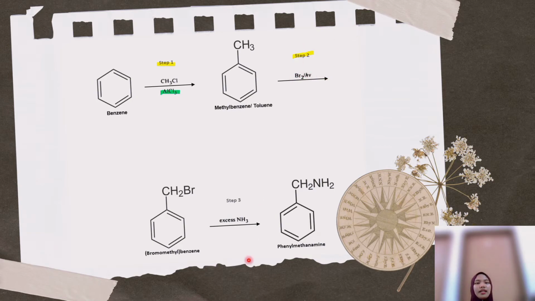Okay, and the last step, step 3, the bromomethylbenzene reacts with excess NH3, excess ammonia, to form benzylamine or phenylethanamine, and this reaction takes place through the SN2 mechanism. So that's all for task 1.